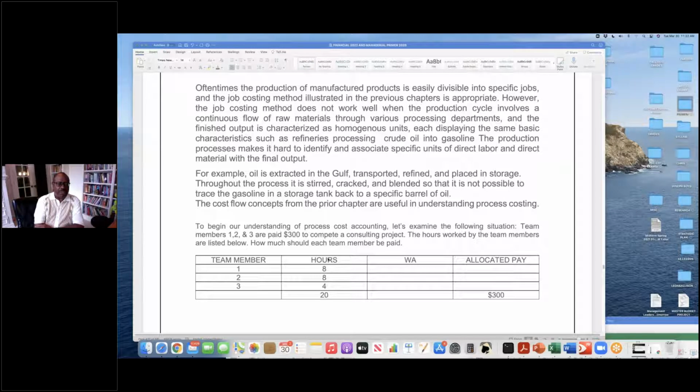So person 1 worked 8, person 2 worked 8, person 3 worked 4. So we have 20 hours of work. So if I divide 20 into 300, how much do I get as a weighted average of the pay for the hours? How much would that probably be? 15.